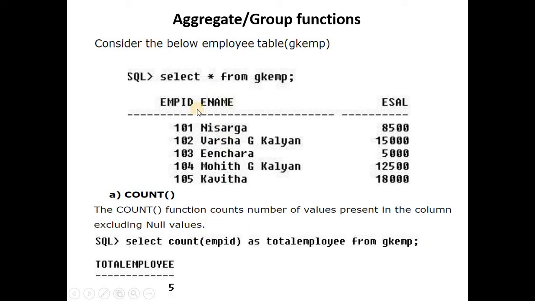If you wanted just the employee names, you could have said select emp IDs or emp name from GKEMP. But you need the count. Thus select count of employee ID. You want to name it as total employees. Thus you are doing it like this. Then from GKEMP. Thus it will count the number of employees: 1, 2, 3, 4, 5. It will count the result set rows, that is 5, and will display that. Right?